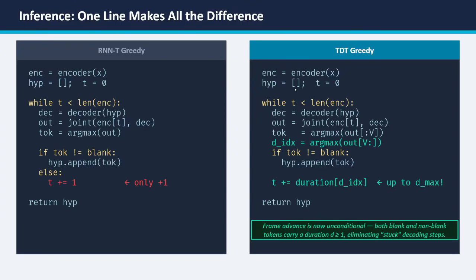Now let's look at the difference in inference algorithms. Left is RNNT, right is TDT. The difference is literally just 2 lines of code.